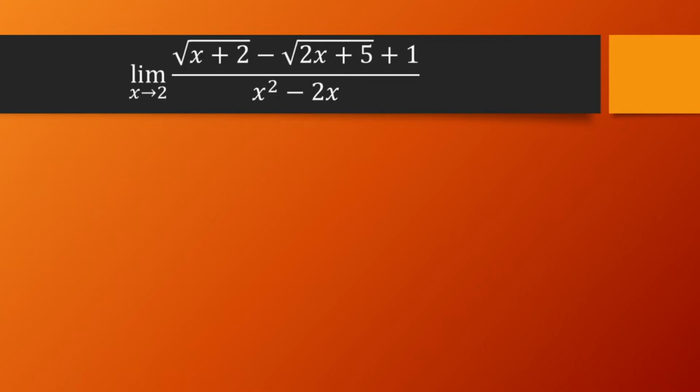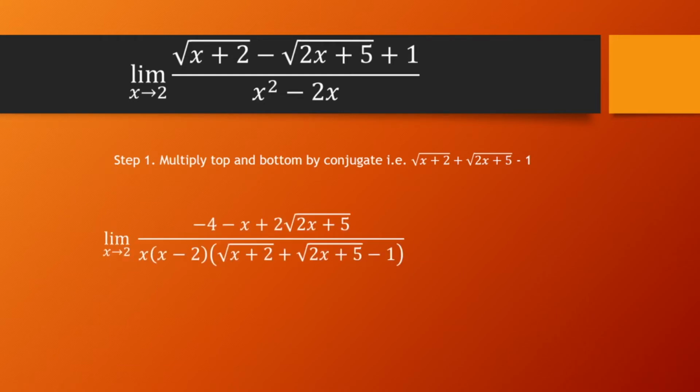I'm going to multiply by the conjugate of the numerator, which will be the same terms, except the signs will be opposite for 2 of them, and 1 of them will be the same. So square root of x plus 2 will have the same sign, but then the square root of 2x plus 5 and 1 will be opposite. So I'm going to multiply that top and bottom, and the numerator is going to become negative 4 minus x plus 2 times the square root of 2x plus 5. The denominator, I'm going to simplify x squared minus 2x as x times x minus 2.